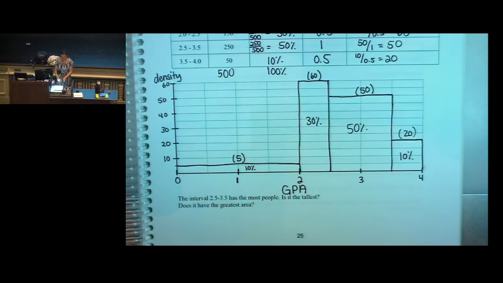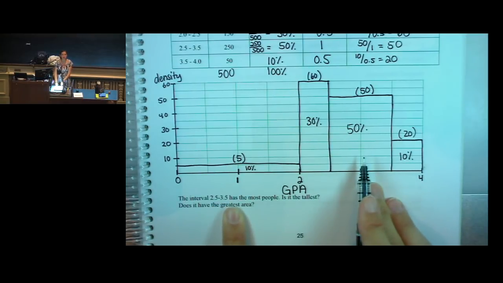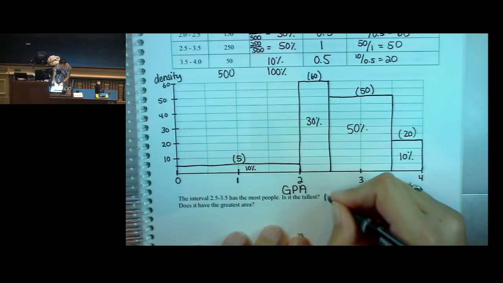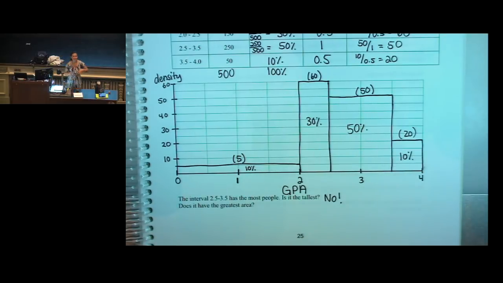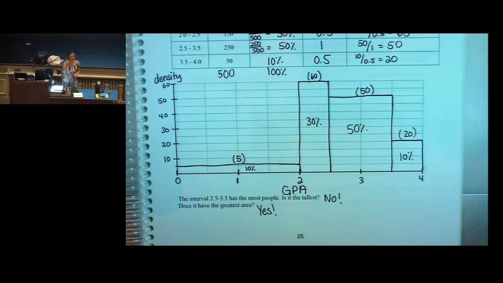Okay, that looks good. It says the interval 2.5 to 3.5 has the most people. Is it the tallest? No. Remember, height isn't as significant as area. Area tells you what interval has the most amount of people. Does it have the greatest area? Yes. All right, we're good.